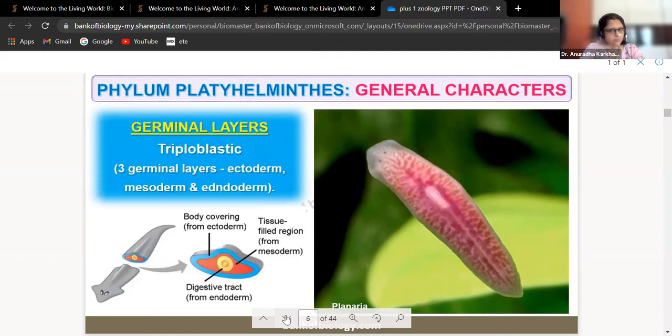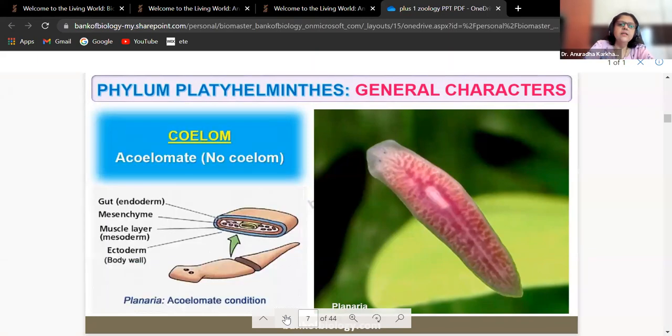germinal layer triploblastic, three germ layers, ectoderm, mesoderm and endoderm present. So this is one more advanced thing that we can see. So body covered from ectoderm, tissue filled with region from the mesoderm and digestive tract from the endoderm. Right, coelom is absent. So though it is going to be your triploblastic type of organism, it does not have a body cavity. Therefore, it's going to be acoelomate.